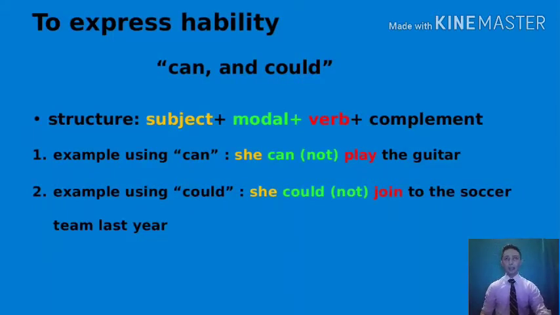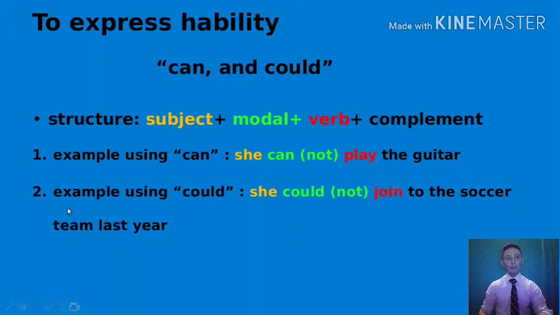Well, to express ability, we can use can and could. The structure is this: subject plus modal plus verb plus the complement. And we have some examples here. The first example, using can: you have she, which is the subject, the modal verb, which is can or cannot if it is negative, and the base form of the verb plus the complement. She can't play the guitar, or she cannot play the guitar.